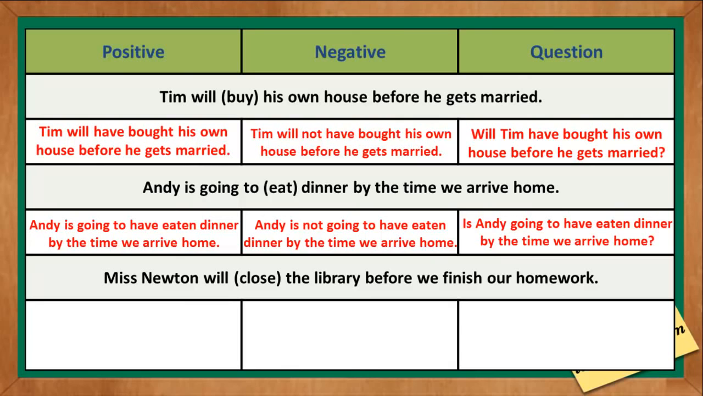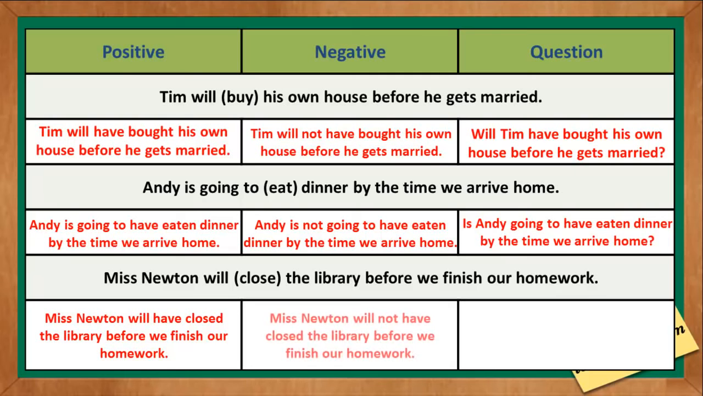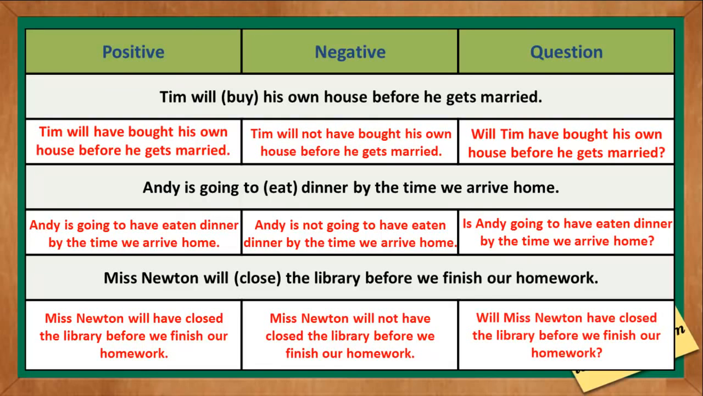The last one, Miss Newton will close the library before we finish our homework. The verb is close. The correct positive statement is, Miss Newton will have closed the library before we finish our homework. The negative sentence is, Miss Newton will not have closed the library before we finish our homework. And the question is, will Miss Newton have closed the library before we finish our homework?